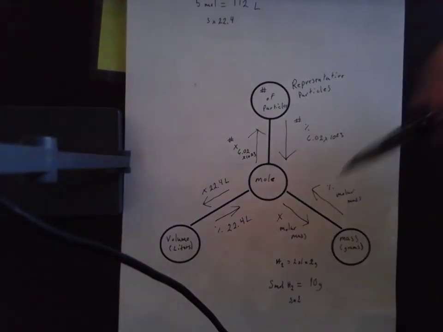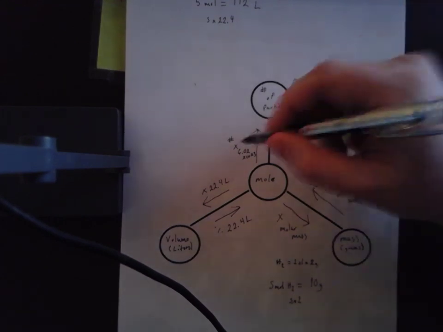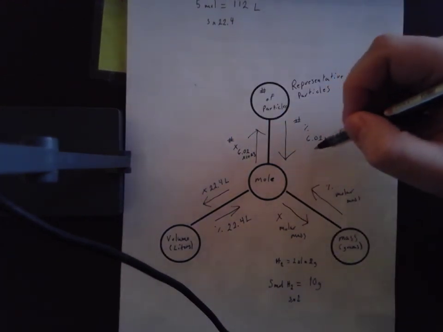So if you go from here, you see that this is your Avogadro's number. You're multiplying by it, or dividing by that if you're trying to get from there to there. All right, let's go to the back side.